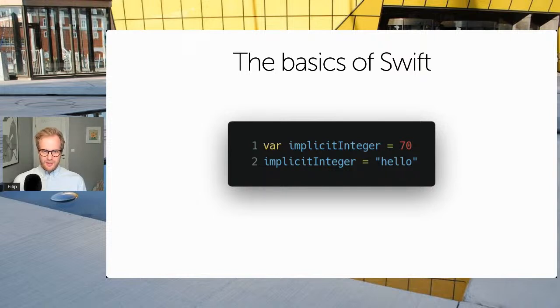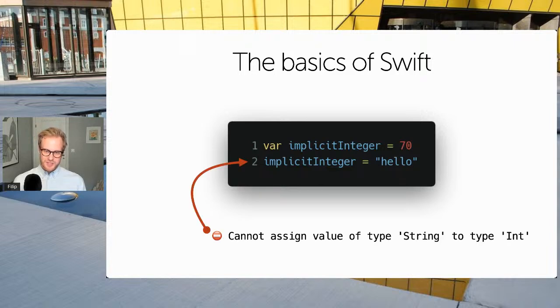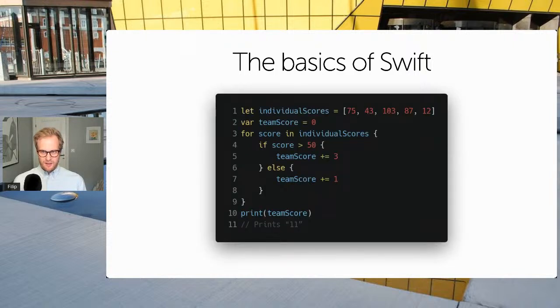So in JavaScript, you could kind of do this, right? You first have an integer and then all of a sudden let's assign it to a string. But this is a type safe language, as I said. So you cannot assign the value of a string to an Int. Nothing really more to say there. So that's still pretty simple. Let's look at a lot bigger example.